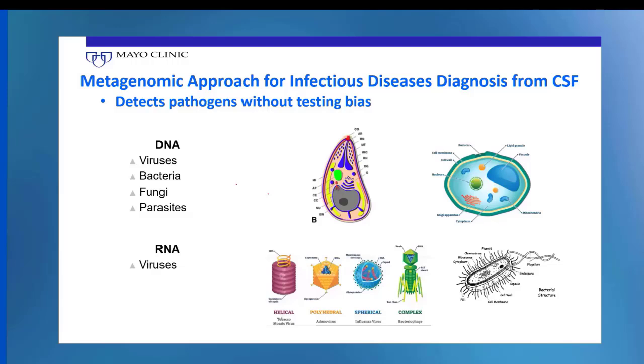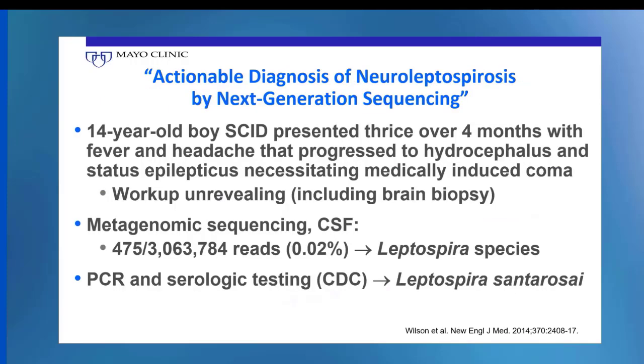So this is exciting. A metagenomic approach for infectious diseases diagnosis from cerebrospinal fluid allows us to look for potential pathogens without the bias of having to think about which type of organism this might be and ordering a specific diagnostic test. So we can look for DNA viruses, bacteria, fungi, parasites, and RNA viruses in the sample. Now, of course, this is contingent on the organism's nucleic acid actually being present in the sample that we're looking at, but it really opens the door to being able to ask very open-ended questions.